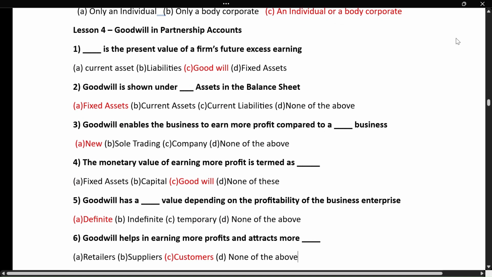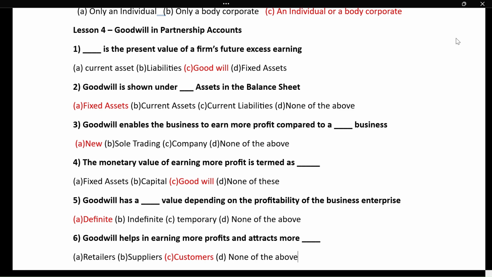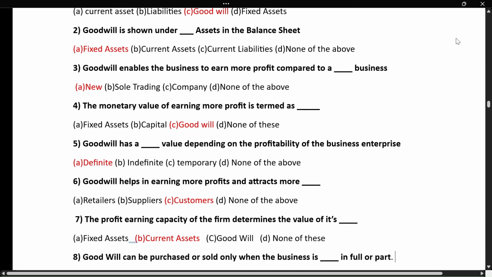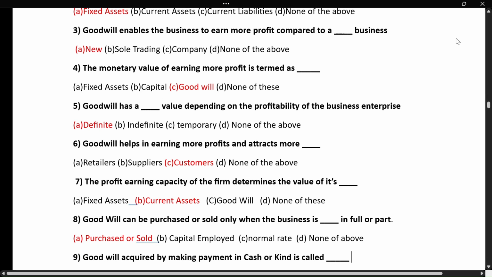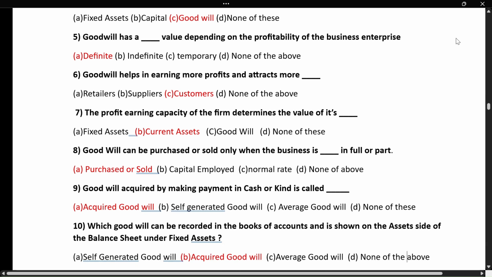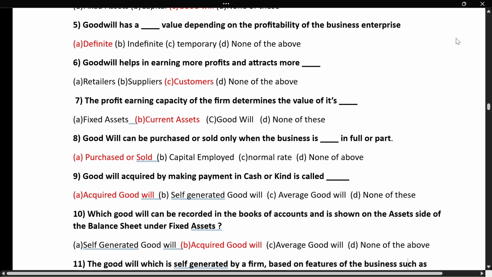Next, fourth lesson. Goodwill is the present value of firm's future excess earnings. Goodwill is shown under the fixed assets in the balance sheet. Goodwill enables the business to earn more profit compared to a new business. The monetary value of earning more profit is termed as goodwill. Goodwill has a definite value depending on the profitability of the business enterprise. Goodwill helps in earning more profits and attracts more customers.